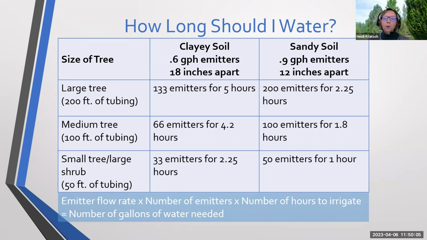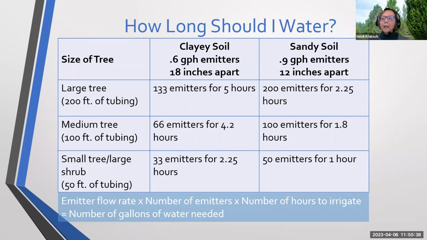The emitter flow rate in gallons per hour, multiplied by the number of emitters in your line, multiplied by the number of hours you're going to irrigate, should end up being the number of gallons you need for your tree or for a grouping or grove of trees. The length of the tubing that you need is determined based on the size of your tree, and that's shown on the left column on this table.